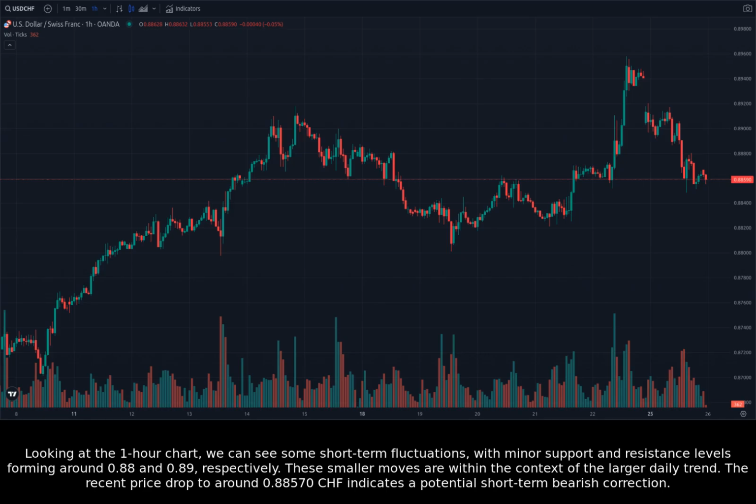Looking at the 1-hour chart, we can see some short-term fluctuations, with minor support and resistance levels forming around 0.88 and 0.89, respectively. These smaller moves are within the context of the larger daily trend. The recent price drop to around 0.88570 Swiss francs indicates a potential short-term bearish correction.